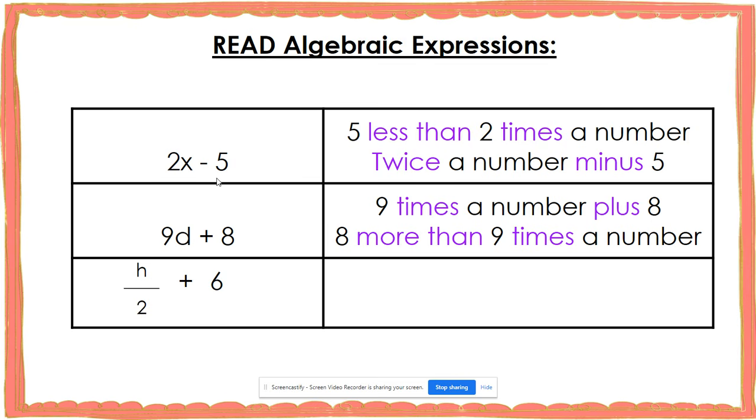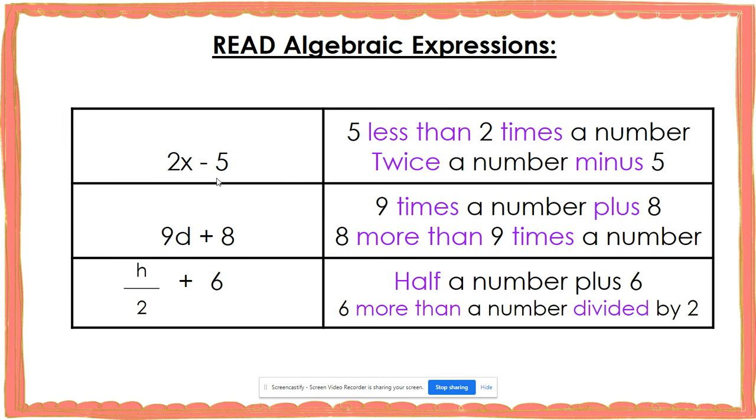Finally, I have h over 2 plus 6. H over 2 means h divided by 2, and then I would be adding 6. So I could say half a number plus 6. In this case, I can use half because dividing by 2 means that I am taking half of a number. I could also say 6 more than a number divided by 2. I could also look at this as being a sum, so I could say the sum of a number divided by 2 and 6.